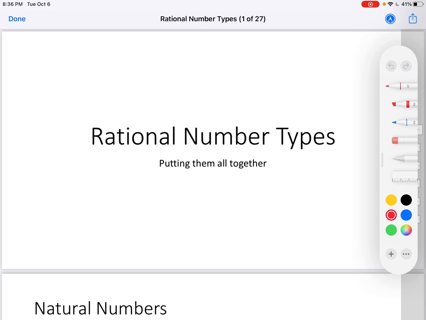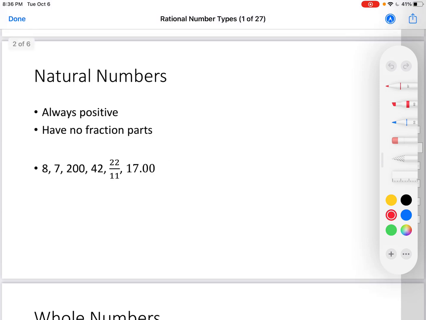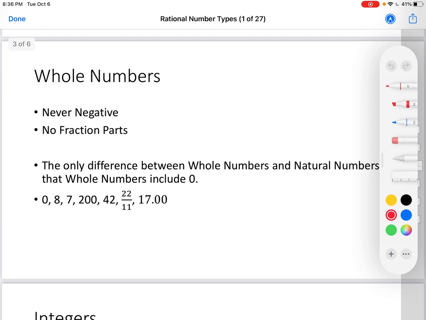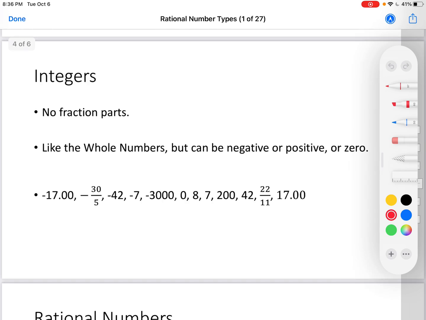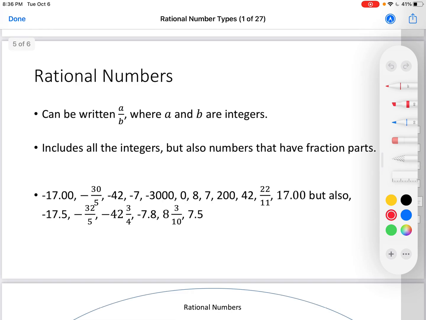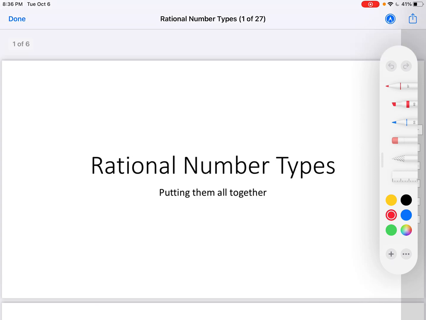So you already know a bunch of different types. You know the natural numbers, you know the integers, and you know the rational numbers. We are going to introduce a new type. The type is called the whole numbers. Don't worry, it's very easy to understand.